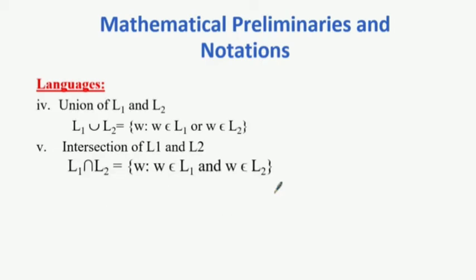And now, what is meant by the union of L1 and L2? If I merge 2 languages, we can say that the resultant language will be either belonging to L1 or belonging to L2. And when I use intersection, it means the resultant language belongs to both L1 and L2. So how will you prove this?